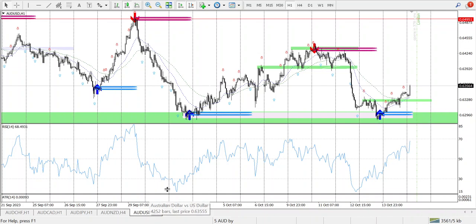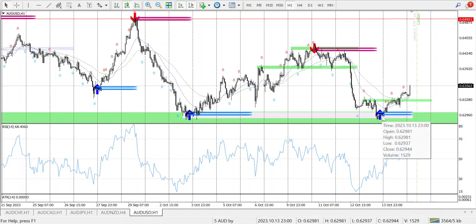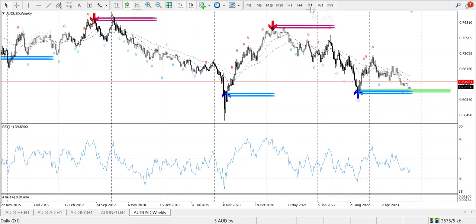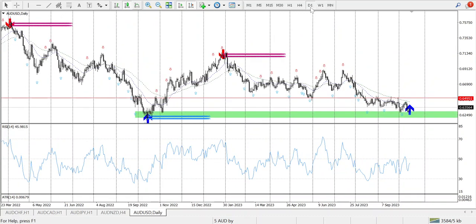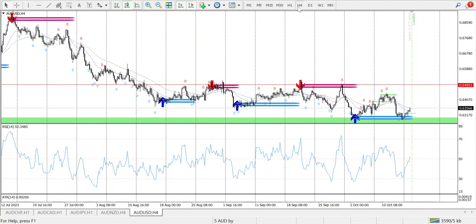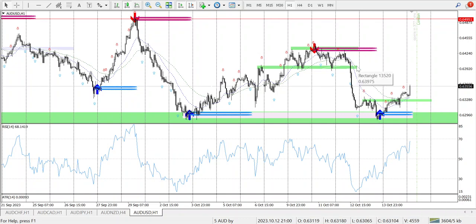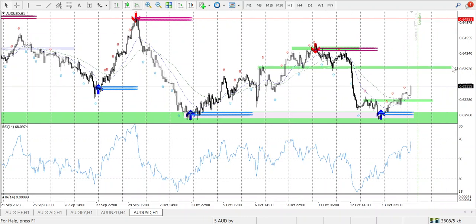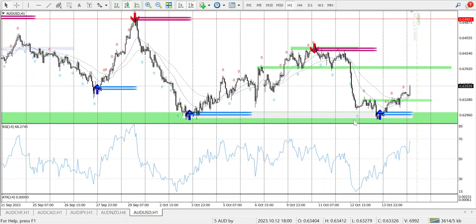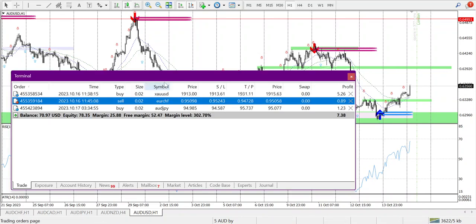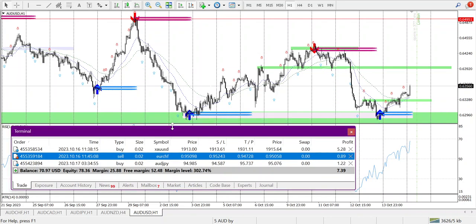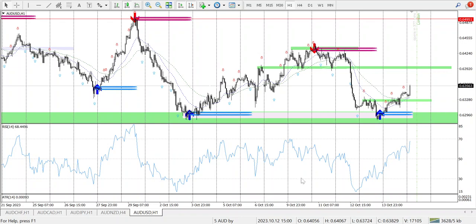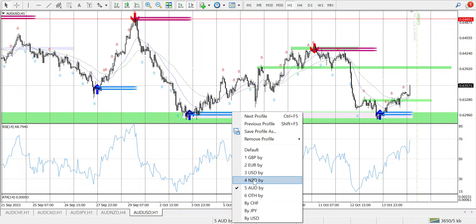AUDUSD. We waited for the double bottom to appear, and it is going up. So in the weekly time frame, the double bottom has reached its last support level and is trying to go up. Daily time frame, you can say divergence. Hour 4, we actually missed a trade here. So the next support level is this one. Let it come to this level. Once it breaks this level, we'll take one more trade up. Discussing one pair took me around 20 minutes.